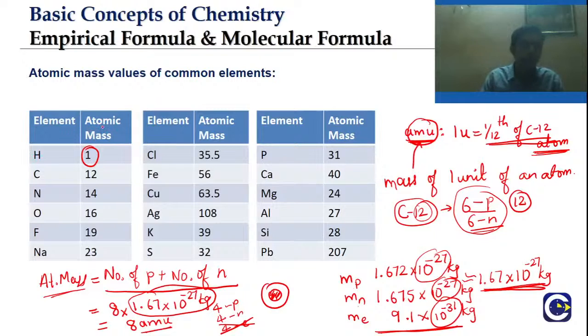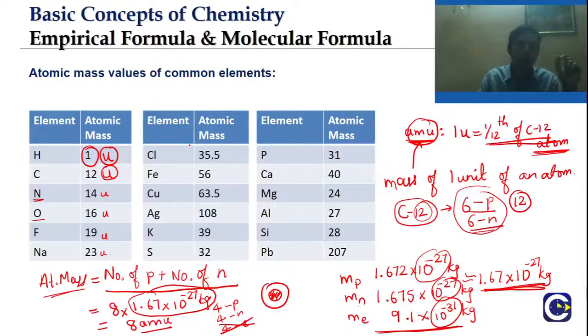So that's why I can tell atomic mass of hydrogen is equal to 1 U, where U represents mass of 1 unit of an atom, which can be 1.67 into 10 power minus 27 kg or 1 by 12th of C12 atom. Clear? Carbon atomic mass is 12U because it contains 12 units, so 12 into weight of 1 unit. Nitrogen is 14U, oxygen is 16U, fluorine is 19U, sodium is 23U, and so on.